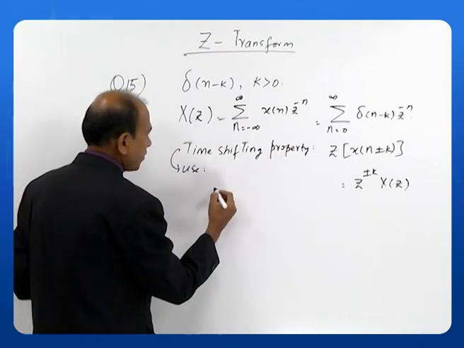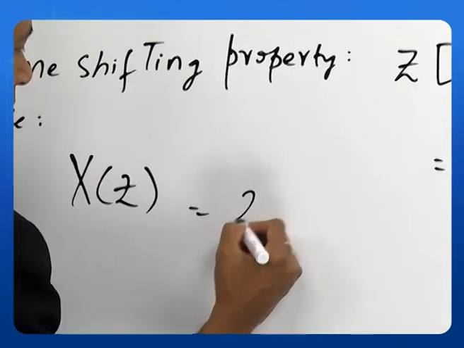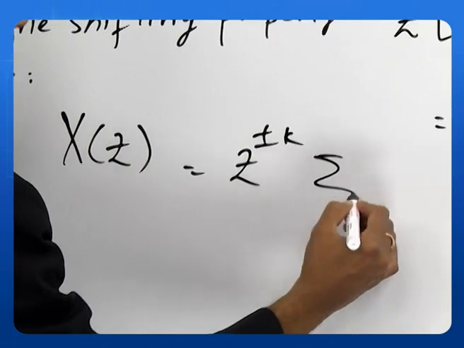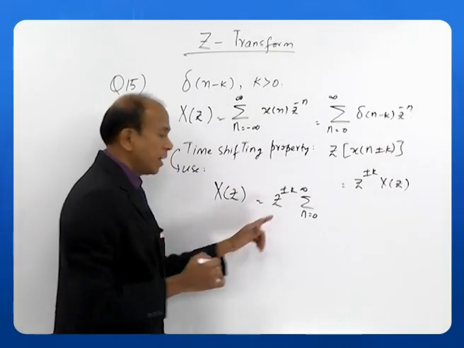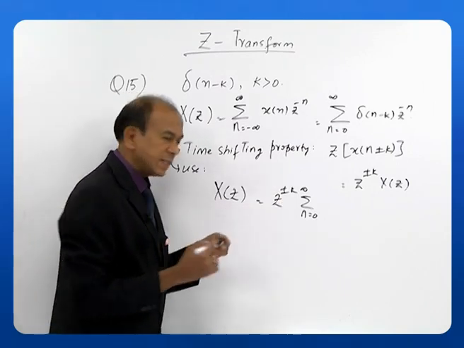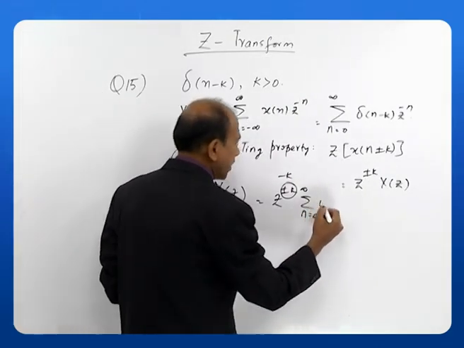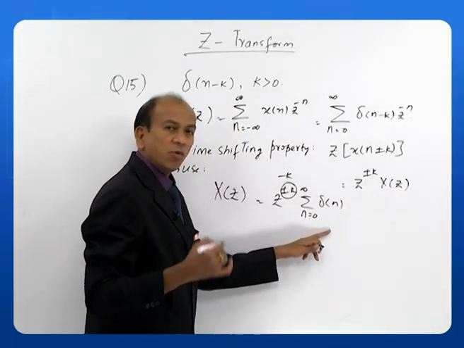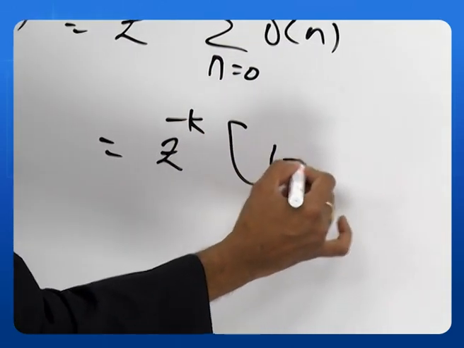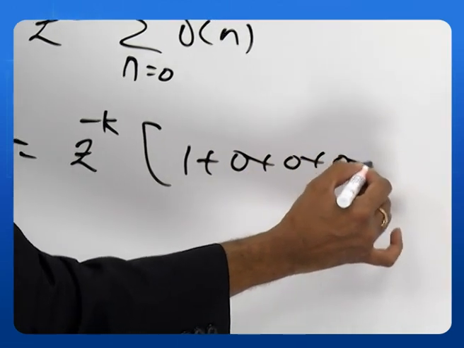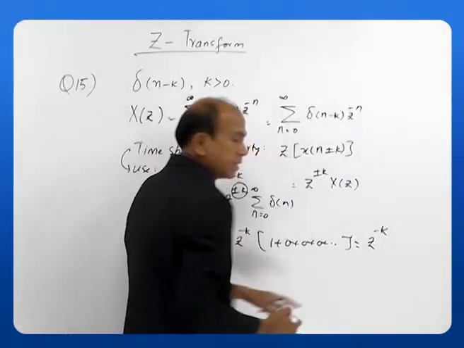So what will be our X of z here? You can get this as z to the power of plus or minus k, and then summation n equal to 0 to infinity. Here plus or minus k is negative, so we can write this as minus k. This is z to the power of minus k, and then delta of n, which exists only at one point. So this will be z to the power of minus k times 1 plus 0 plus 0 plus 0 and so on. So this will be equal to z to the power of minus k.